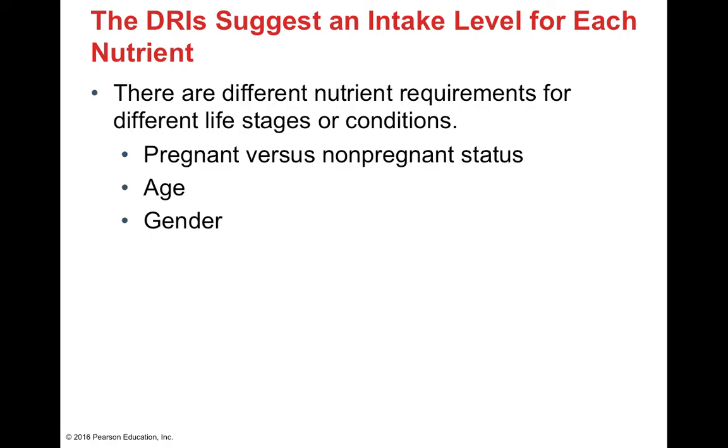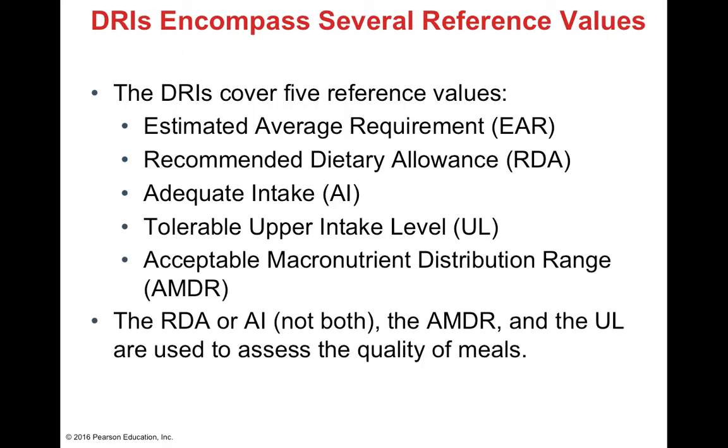Now, DRIs are going to be different for different stages of your life and for different life conditions. For example, a pregnant woman in full-term pregnancy should be eating about 700 calories more. In the early stages, she should be eating 300 to 400 calories more than a non-pregnant woman. Your age also plays a role in the amount of nutrients you're supposed to be taking in, and also your gender, right? Males should be taking in more calories than females. So the DRI has 5 reference values.